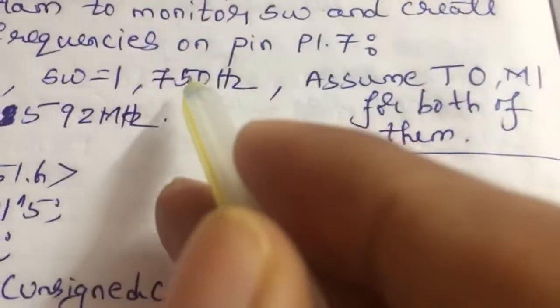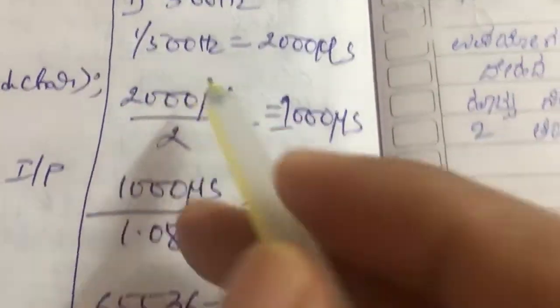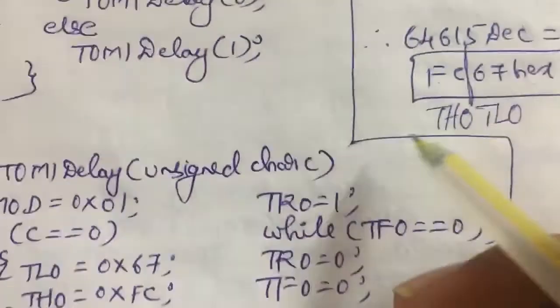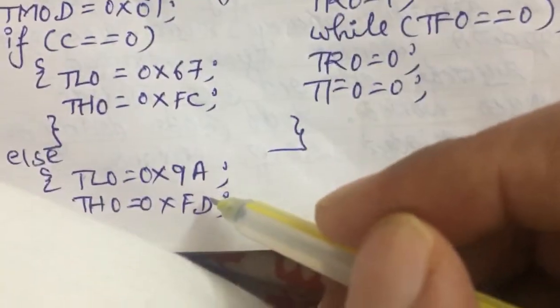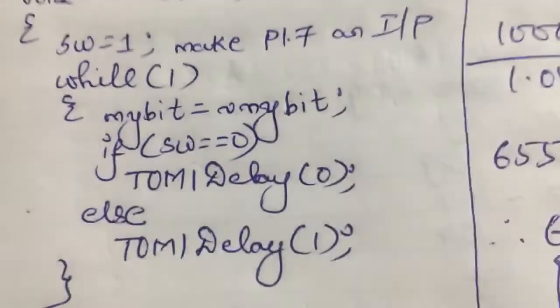Similarly, we can do it with 750 Hertz. Wherever 500 comes, put 750 and follow the procedure in the same fashion. I hope you will get 9AFD. Now how to start with the program?